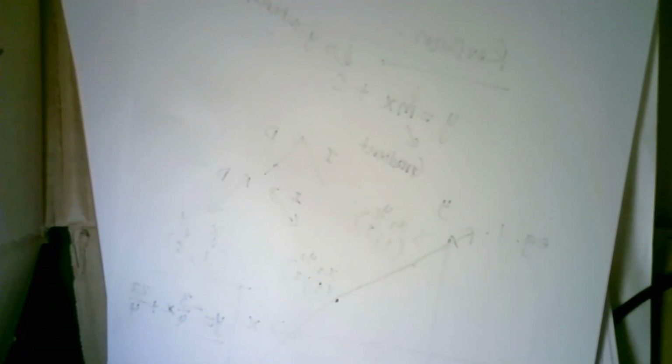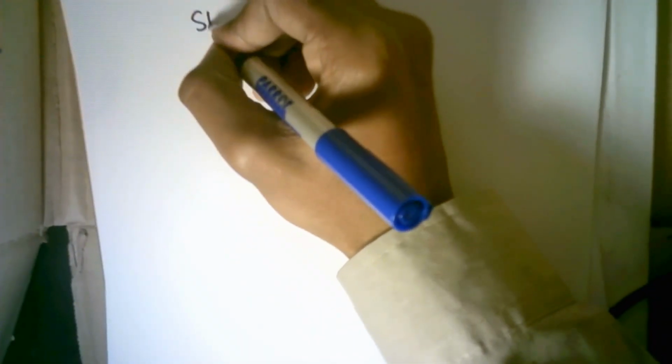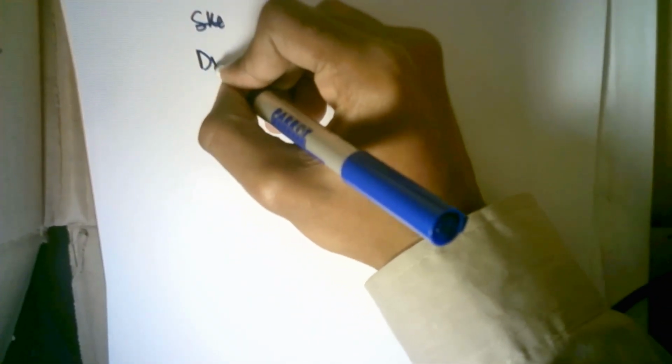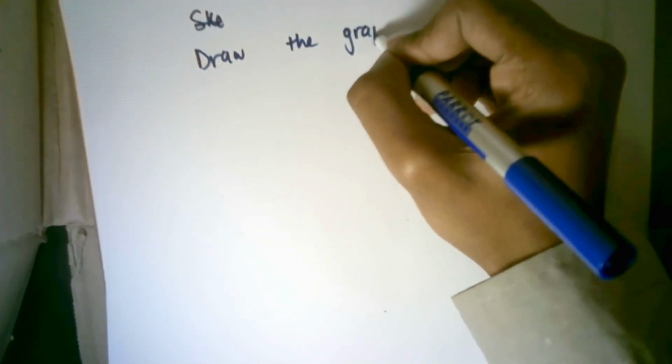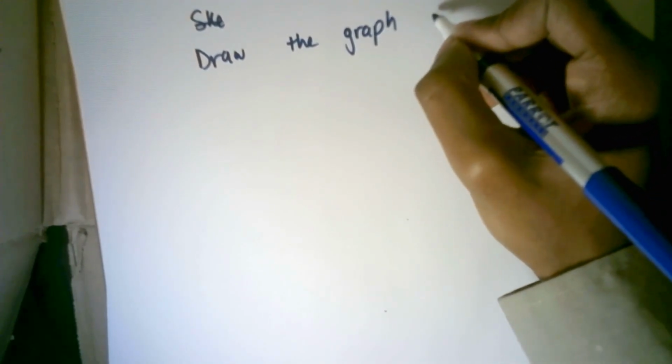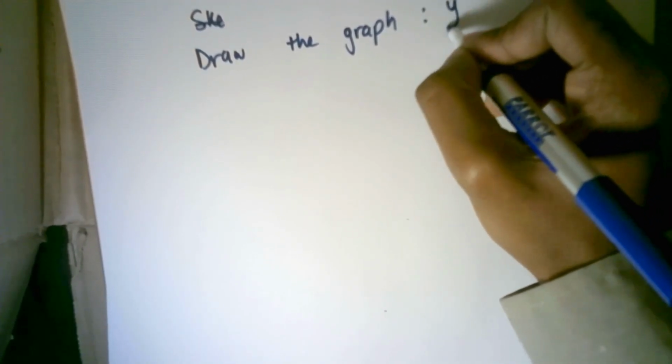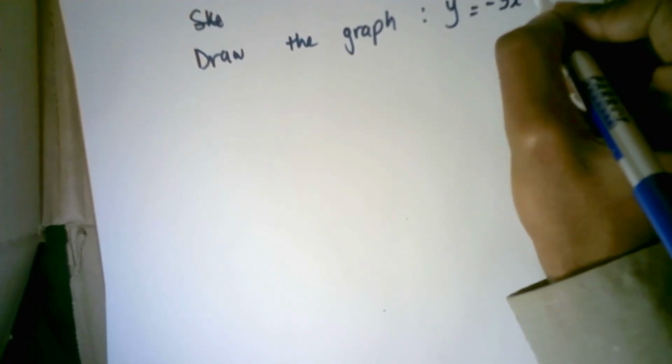And talking about drawing graphs, to draw a straight line graph, you just need a minimum of 2 points. You need your x-intercept and your y-intercept. So let's take an example. Let's say they ask you to sketch or to draw the graph which has the equation y is equal to negative 5x plus 2.